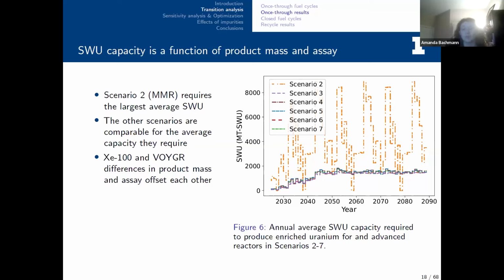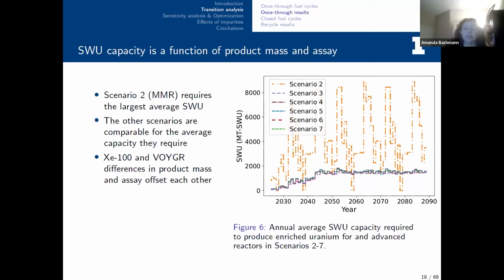So you need a relative increase in product assay or in product mass, and then an increase in product assay. So those two factors combine to really increase the SWU that you need to meet that scenario's demand. And then the other scenarios really need pretty comparable averages for the capacities that they need.